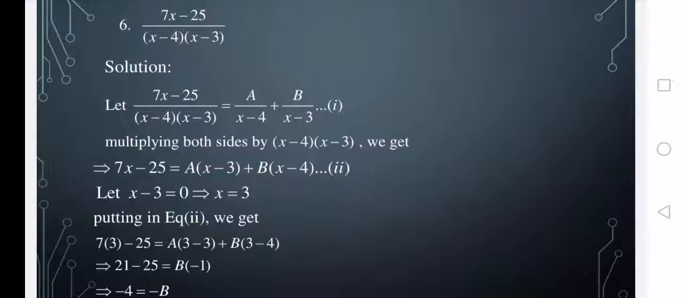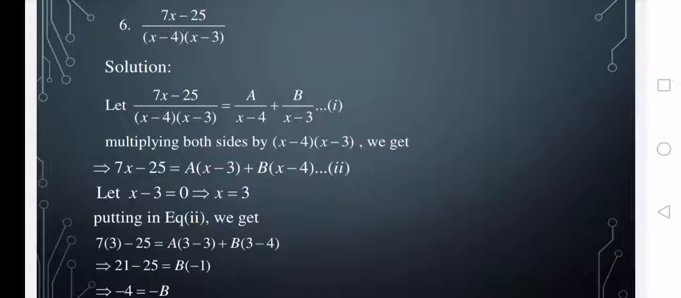Multiplying both sides by (x - 4)(x - 3), which is the LCM of the denominator of the given fraction, we get 7x - 25 is equal to A into (x - 3) plus B into (x - 4). Now once again the given factors are linear ones, so we can apply the zeros method over them. So we will take them one by one. So let x - 3 is equal to 0. This will give us x is equal to 3.